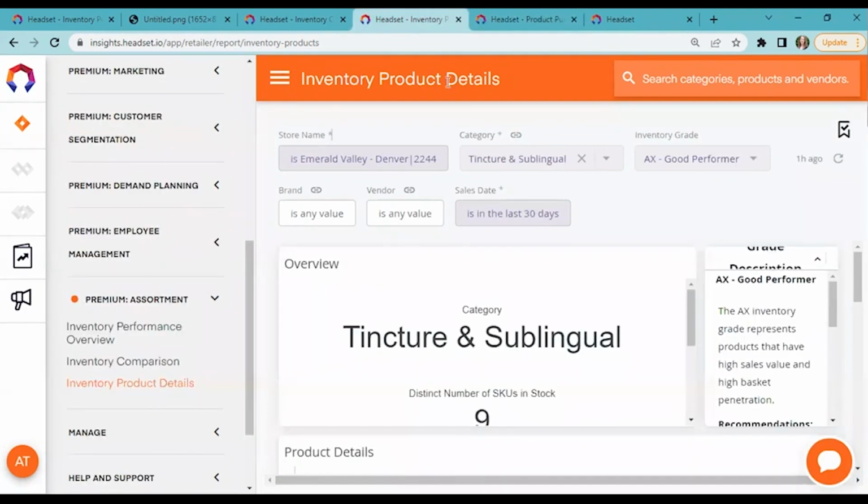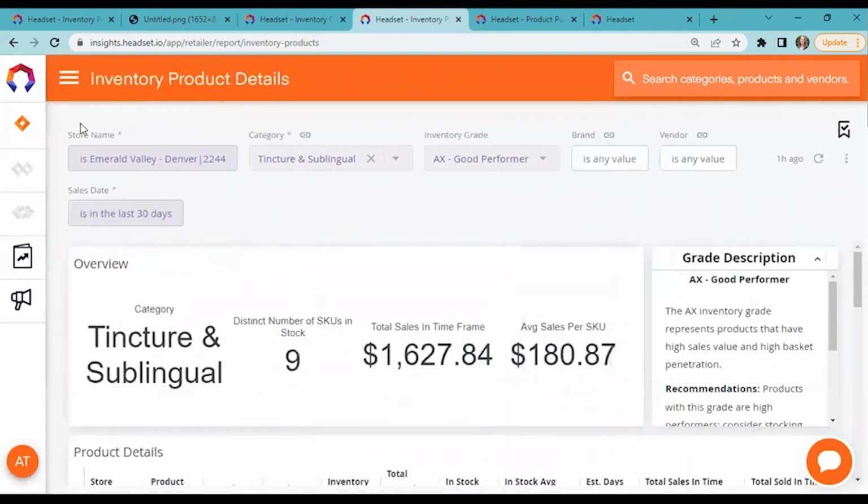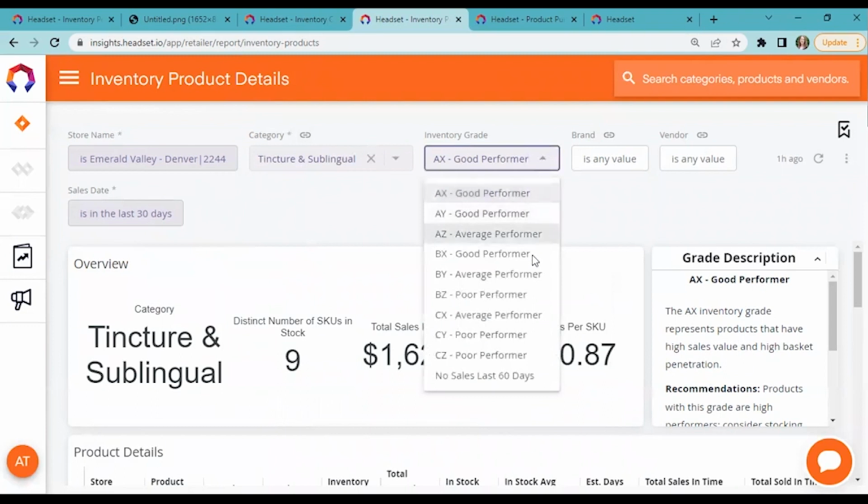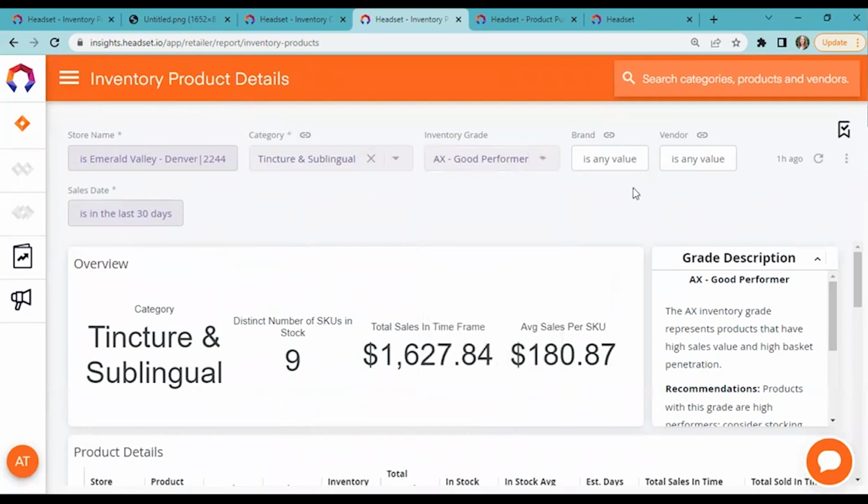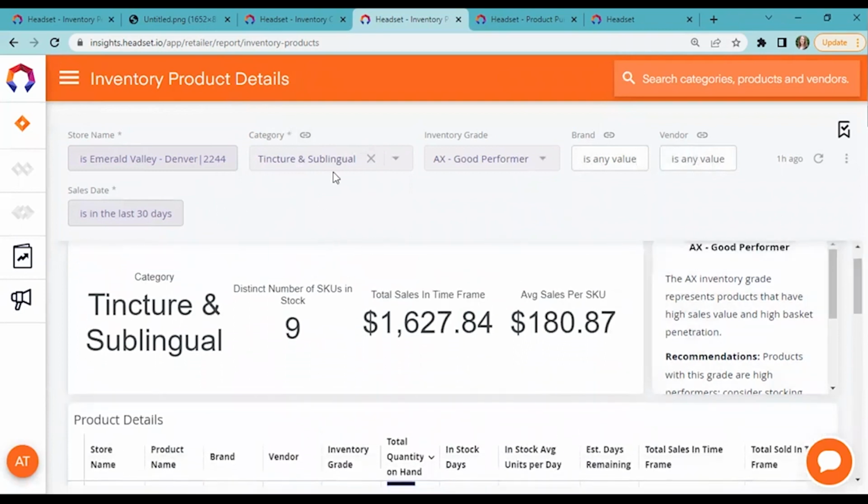So the last item is inventory product details. This is just another way to further analyze your categories. So if I'm looking at tinctures and sublinguals, I want to look specifically at what are my good, average, and poor performers. I can select the inventory grade here. I can also filter by brand and vendor and select a date range. I can see my tinctures, good performers: 9 distinct SKUs make up this specific inventory grade. This is how many sales I've had in the time frame for this inventory grade, and average sale per SKU.